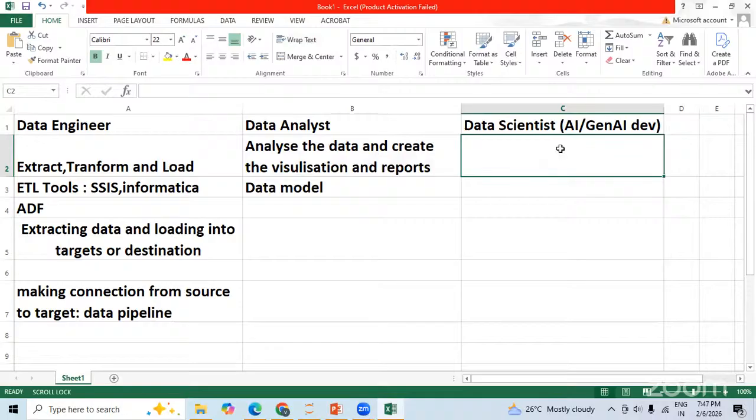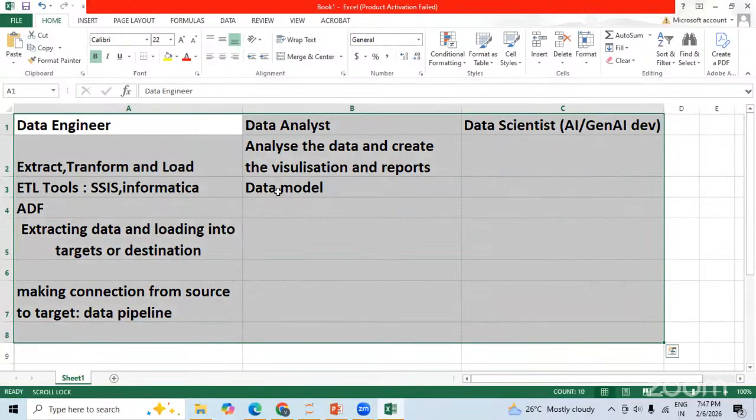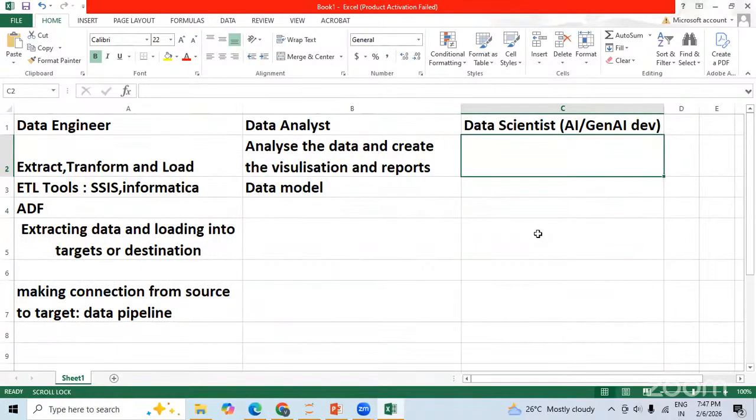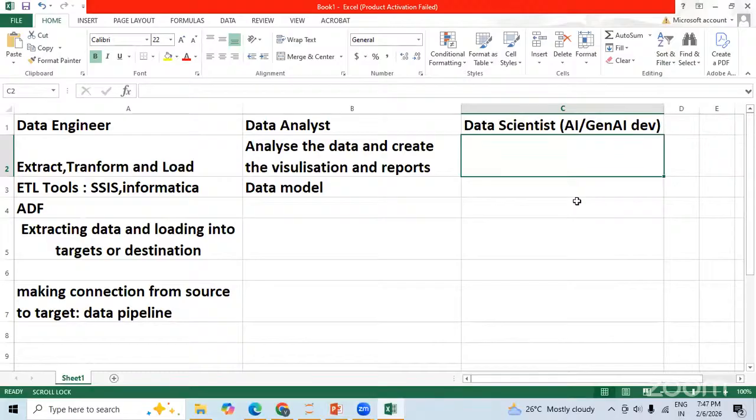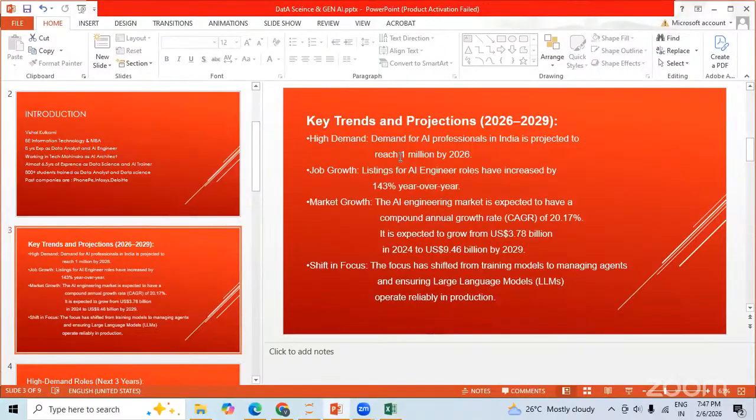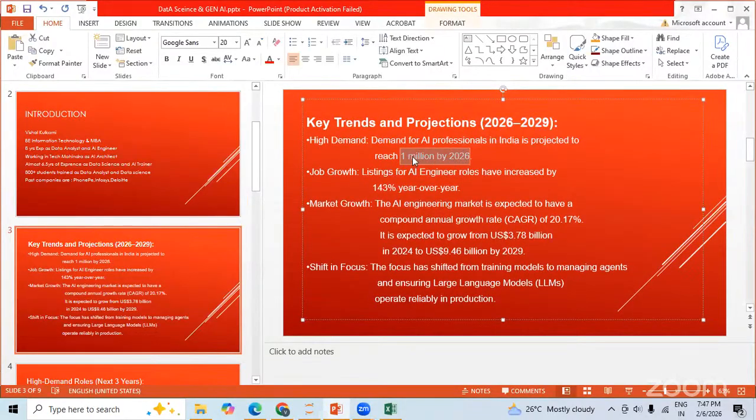Now come to the data scientist or AI or GenAI developer. What will these people do? So why are these three trending now? Because data scientist is the highest trending job search. If you go to Google and ask how many vacancies will be created by the end of 2026, I have the data. Almost 1 million vacancies will be created till 2026.